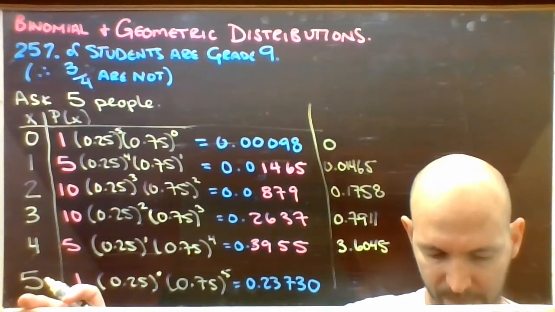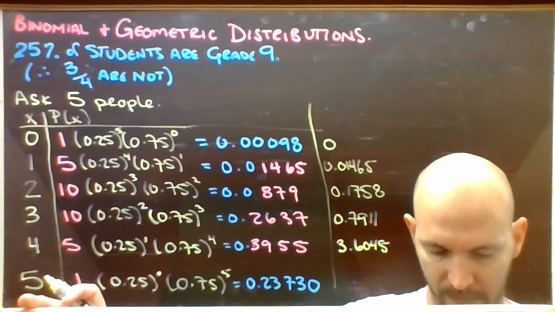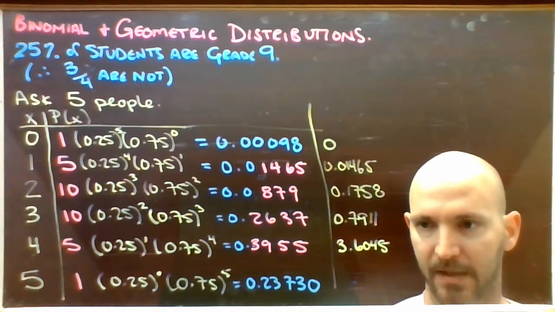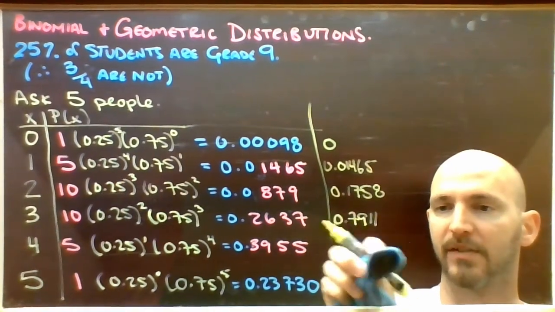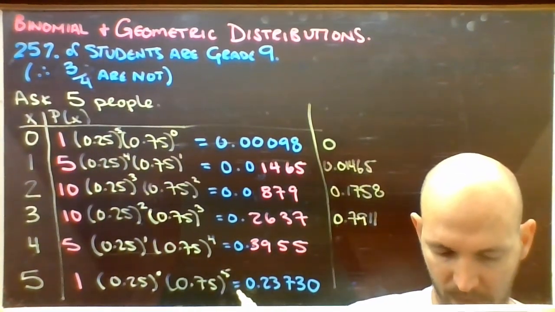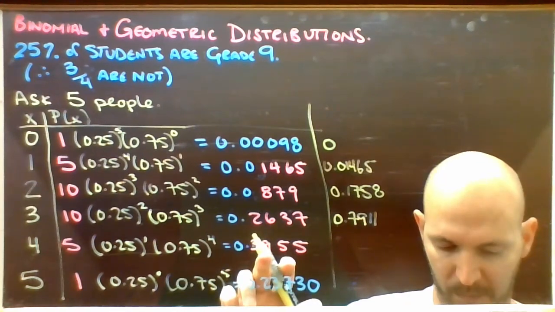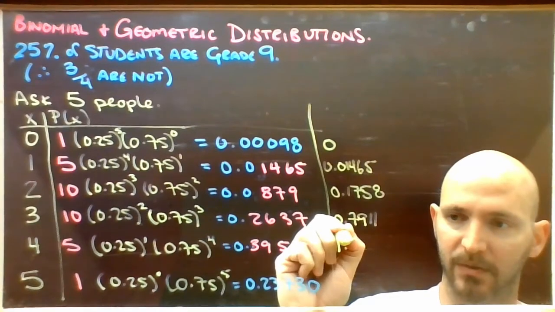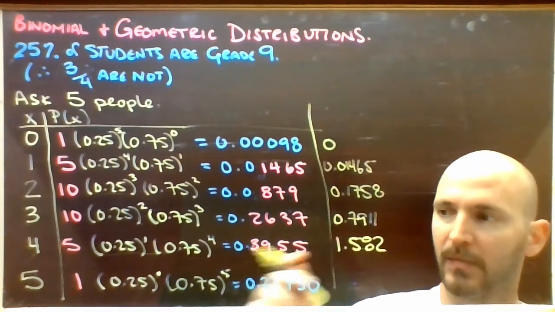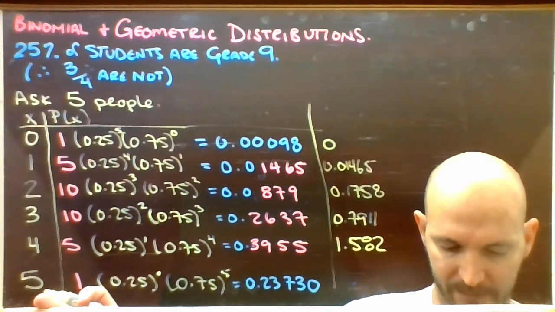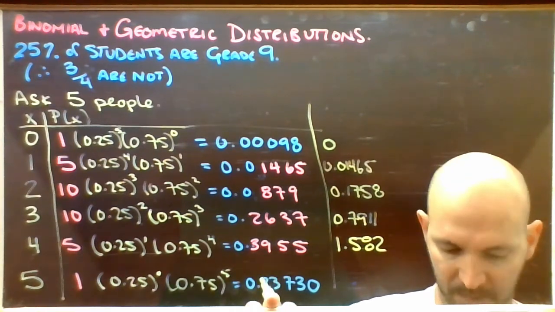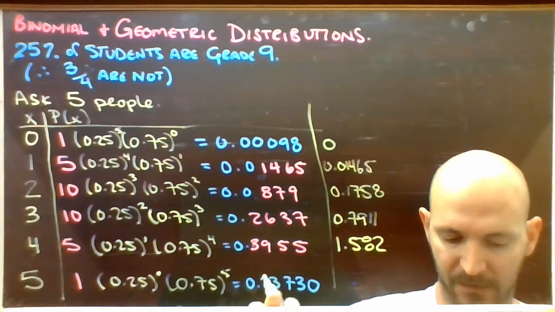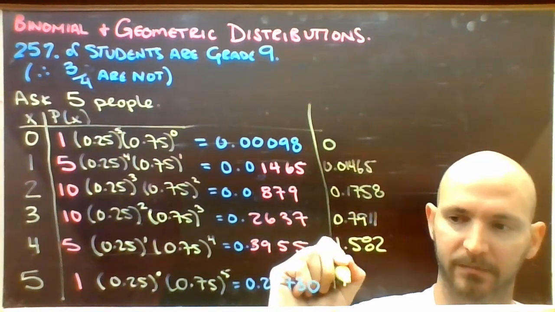And 5, no, that's, I think I hit subtract, not multiply on that. Let's try that again. 4 times 0.3955, that's better. It's 1.582. And then 5 times 0.2373 gives me 1.1715.